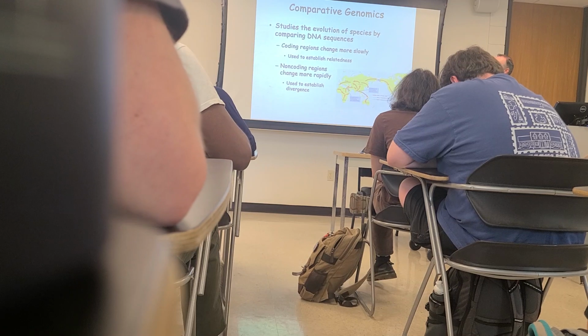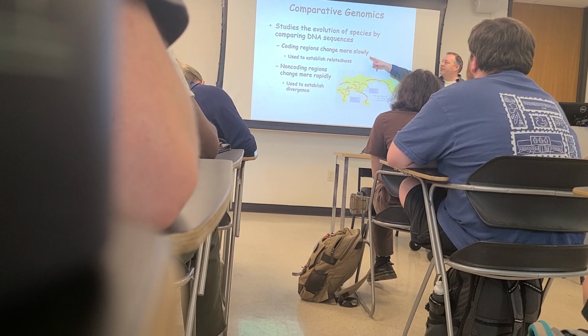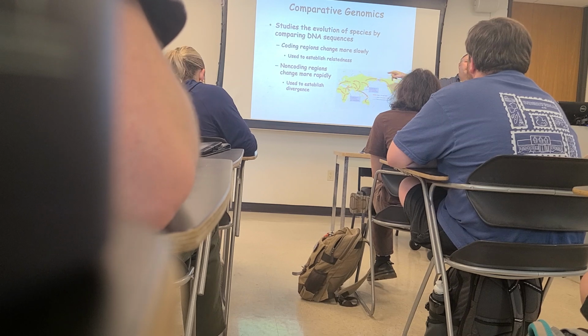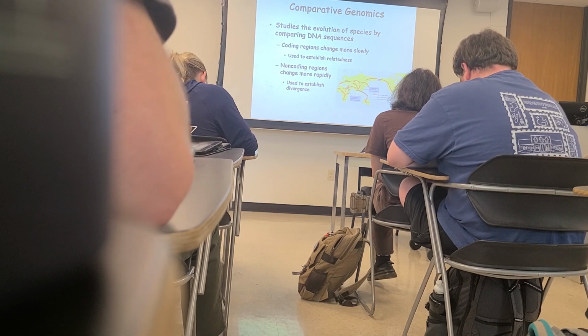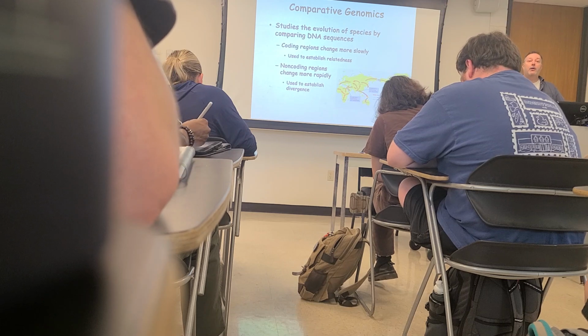What is more important about the slide is these 2 points here. And this is directly related back to the idea of SNP frequency. Where are SNPs more likely to occur? Coding or non-coding areas?